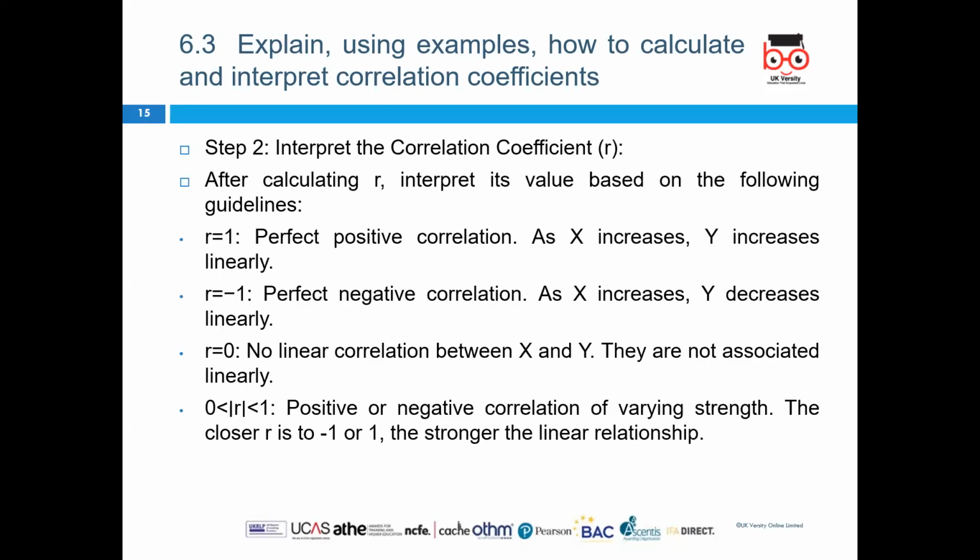In step 2, after calculating r, its value is interpreted based on the following guidelines. If r is equal to 1, then it is a perfect positive correlation. So as X increases, Y also increases linearly. If r is equal to -1, then it is a perfect negative correlation. So as X increases, Y decreases linearly. When r is equal to 0, there is no linear correlation between X and Y. And therefore, it can be interpreted that there is no linear association between X and Y.